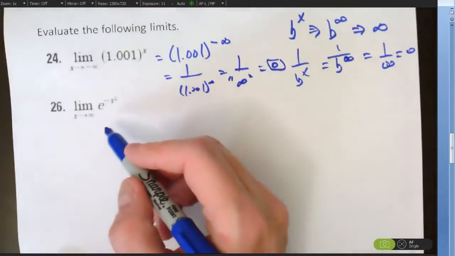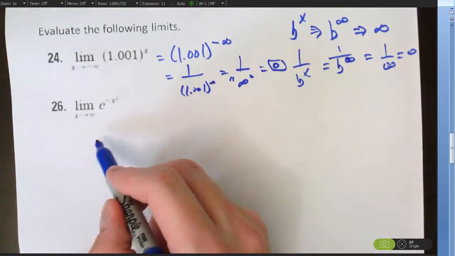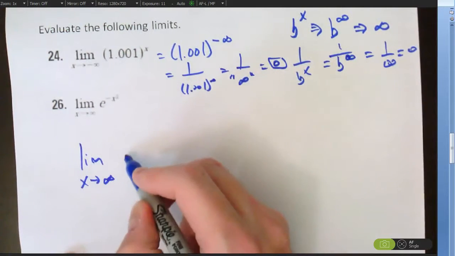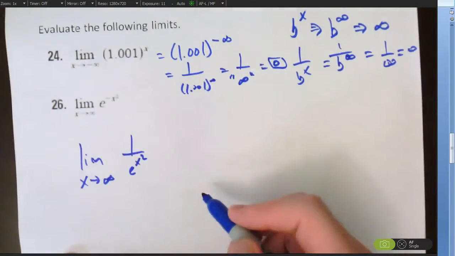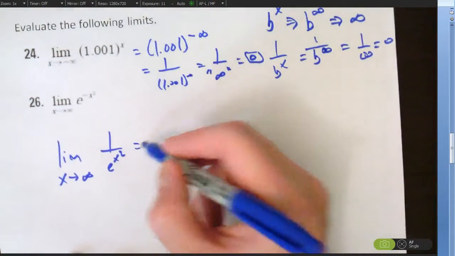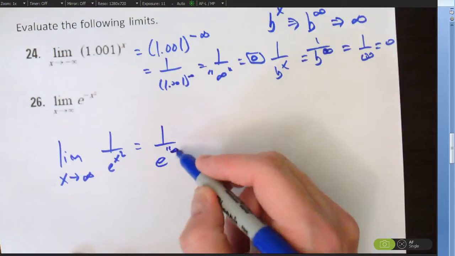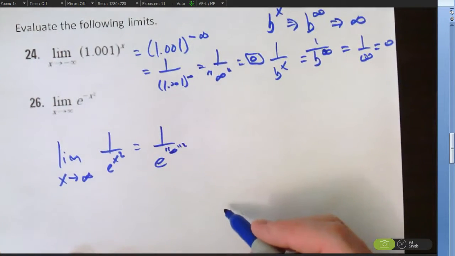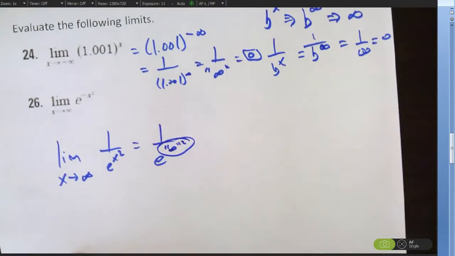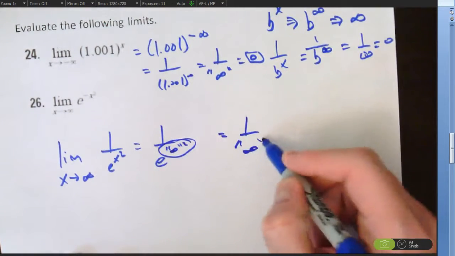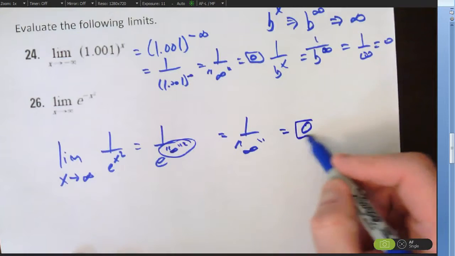And then on 26, a similar thing happens. You get e to the negative x squared. Well, that's really the limit as x approaches infinity of 1 over e to the x squared. Okay, great. That really means you have 1 over e to the quote-unquote infinity squared, which isn't possible. But this is just going to blow up to be a bigger form of infinity. So we're still going to get this 1 over quote-unquote infinity equals 0.